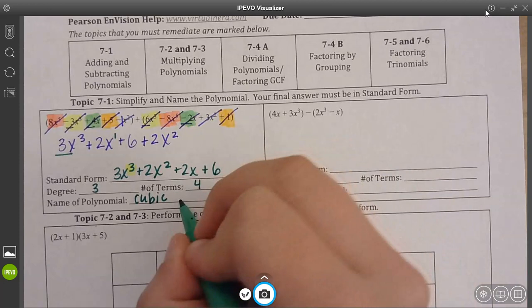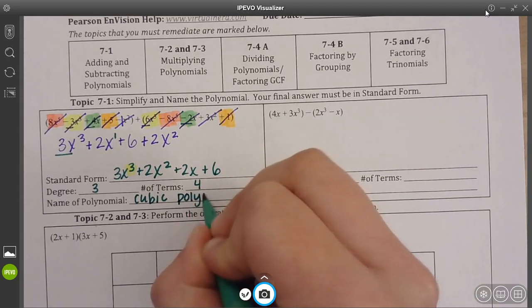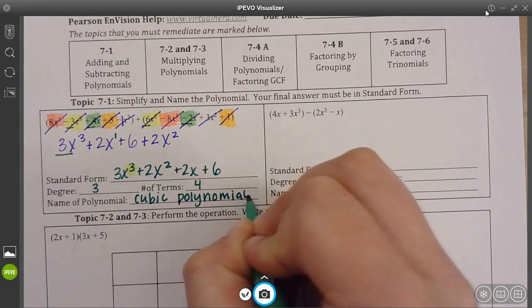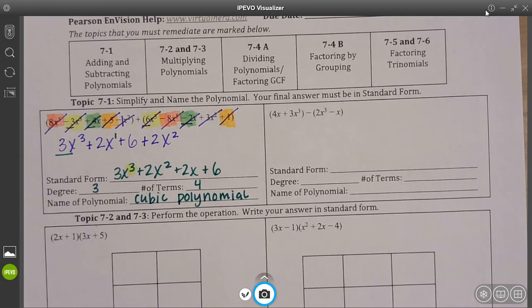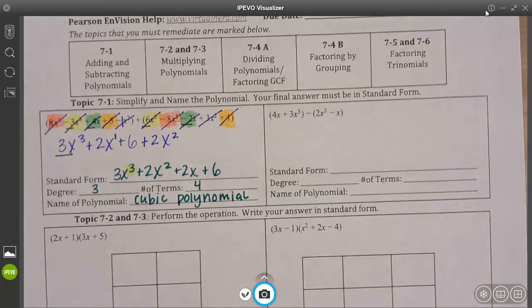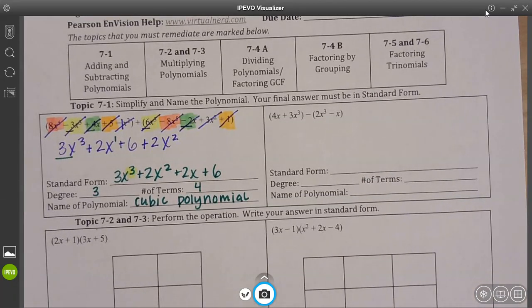And 4 terms we're just going to classify as a polynomial. Anything greater than 3 we'll just call a polynomial. It's a cubic polynomial. Now, the second question here is very similar to the last one, except we're subtracting.